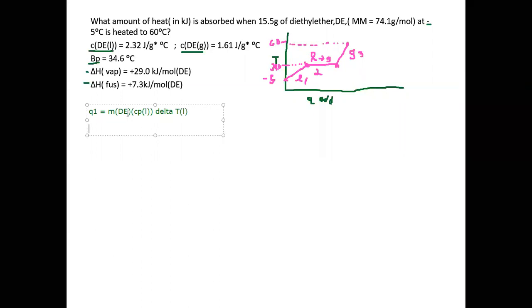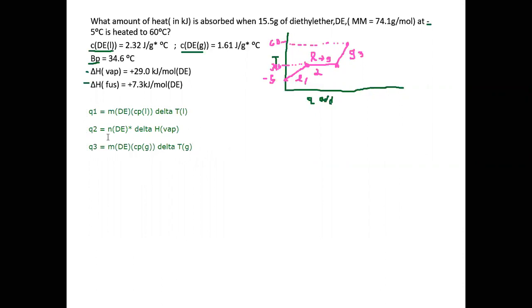Now Q2 is going to be the moles of diethyl ether times delta H. And since we're going from a liquid to a gas, it's going to be vaporization. And Q3, similar to Q1, except now we're going to use the specific heat of gaseous diethyl ether and the delta T of the gas. And once we find the Qs of all of these, we'll add them up and we'll get the total Q.